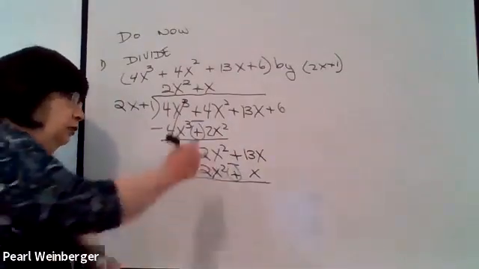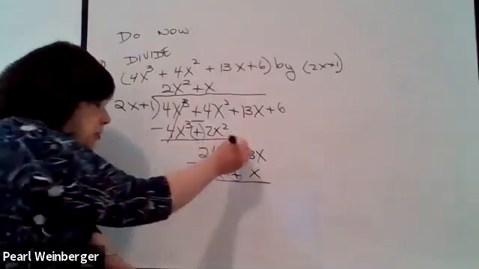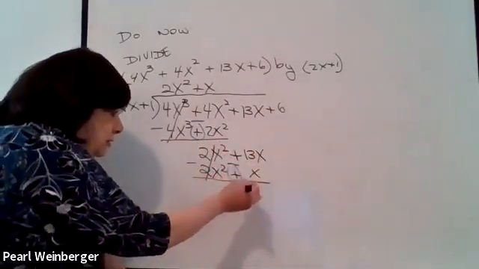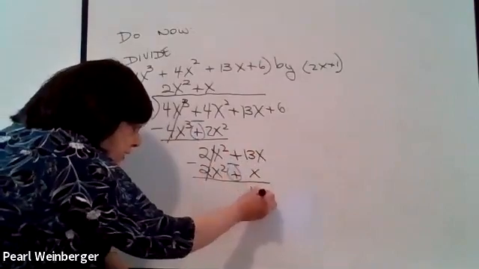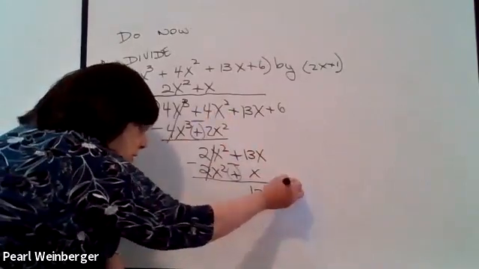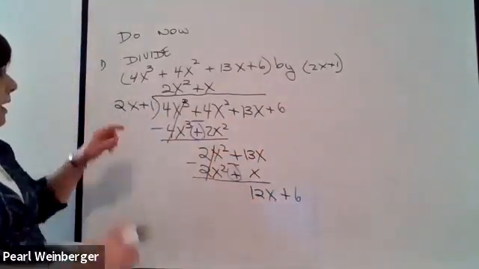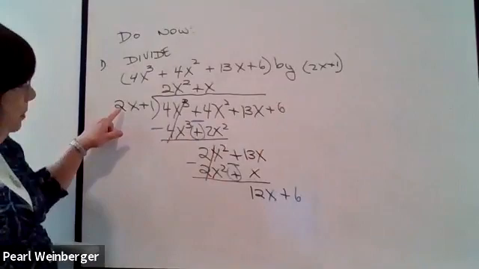I combine 2x squared and negative 2x squared, and they cancel. 13x and negative x give me a positive 12x. I bring down the 12x. I bring down the 6, the next term. And I again do the division.